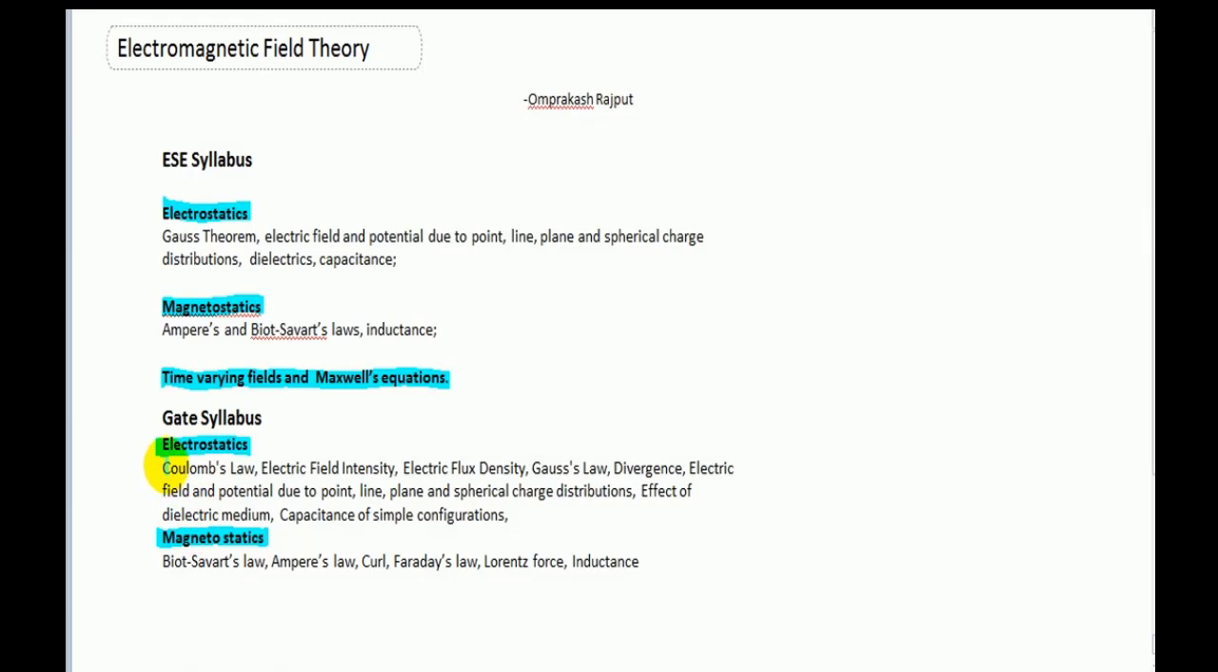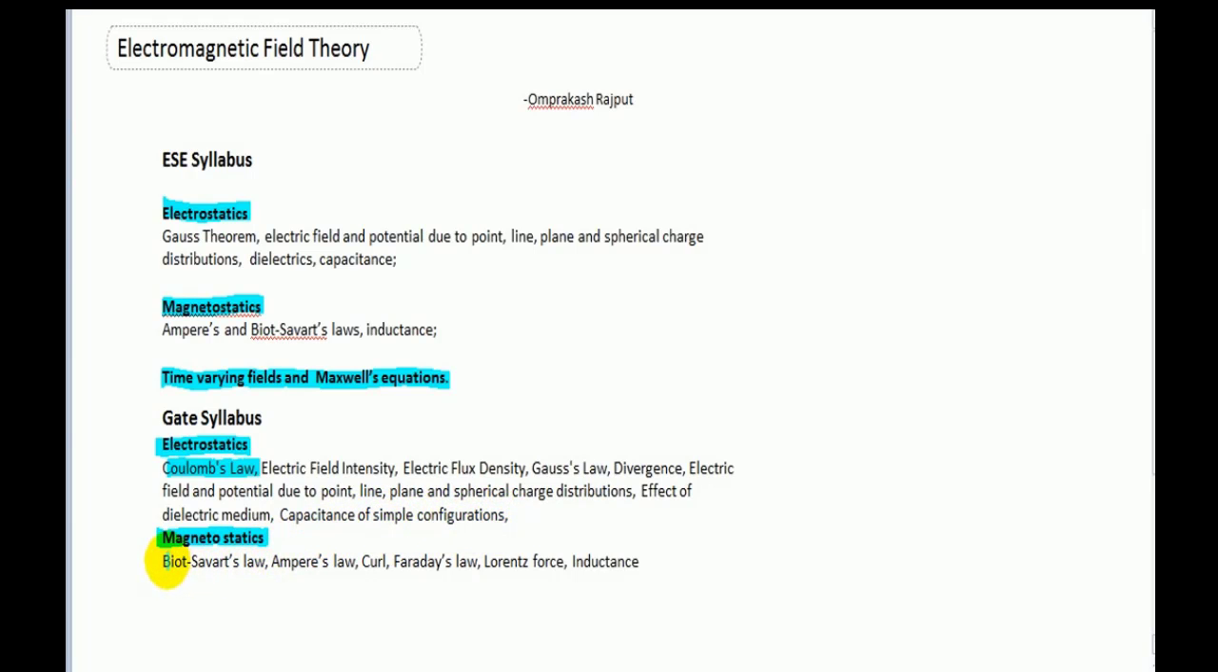So in electrostatics we will study Coulomb's law, electric field intensity at different locations due to different charge distributions, using divergence theorem, electric field and potential due to line, plane, point, spherical charge distribution, and effect of dielectric medium. And then we will find capacitance of some simple configurations also.